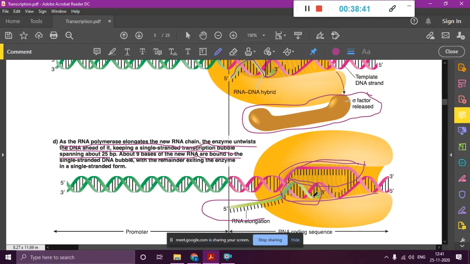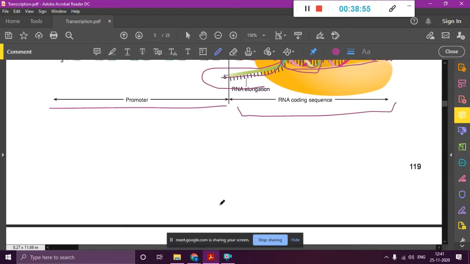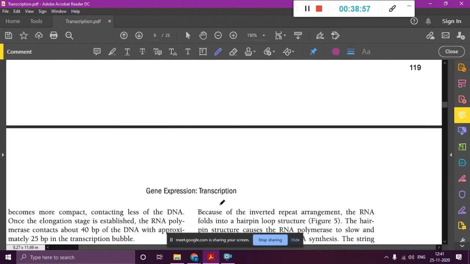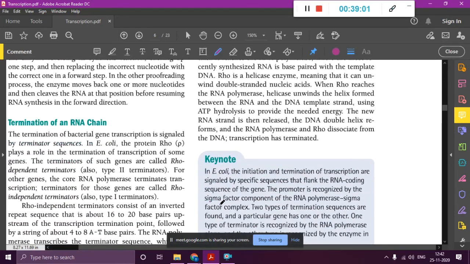So this is how the RNA elongation, mRNA elongation takes place. So now it has gone from the promoter to the pink region, which is the RNA coding sequence, and this is the mRNA which is being made here. So this is how transcription initiation takes place and elongation takes place.